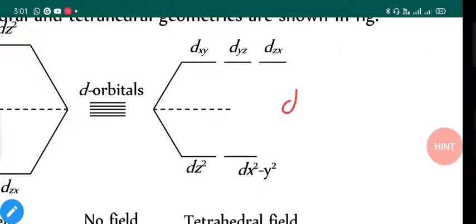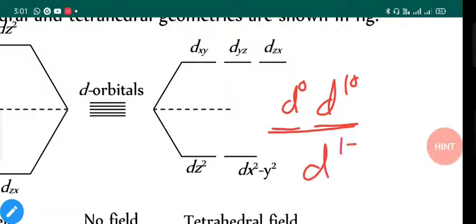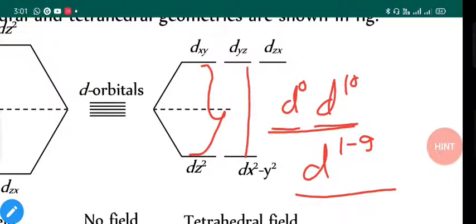We have d0 and d10, which have no electrons or no space available to accept an electron. That's why these two will be colorless compounds, and the remaining 1 to 9 electronic configurations will be colored. And the color of a compound depends on the gap between these two orbitals. As the gap increases, we need more powerful electromagnetic radiation. That means red to blue shifting.